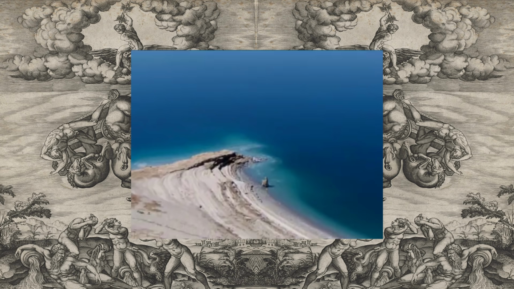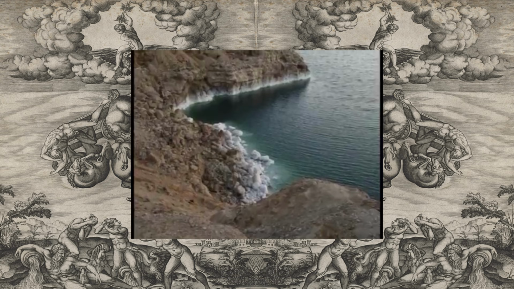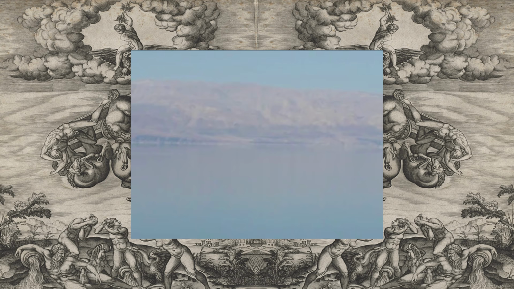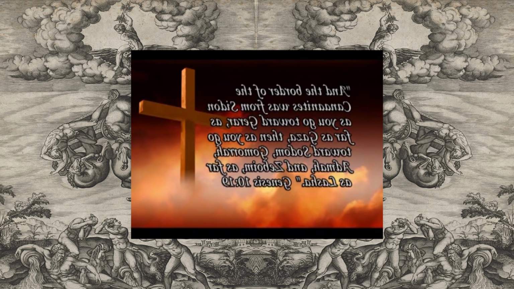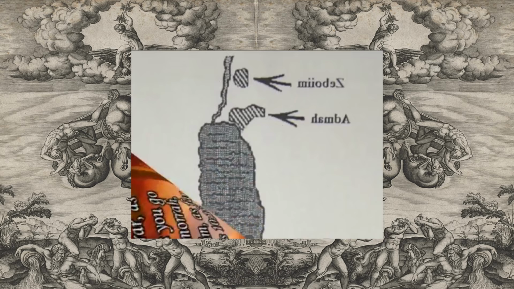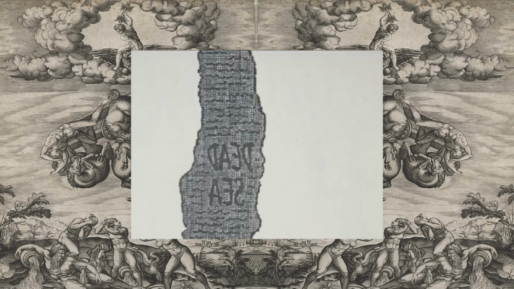Flavius Josephus, the first century Jewish historian, tells us, "There are still the remainders of that divine fire, and the traces of the five cities are still to be seen." Popular thought has it that the cities were later covered by the waters of the Dead Sea, but if Josephus could see the cities in his day, then we should be able to view them also, as the water level has, if anything, receded since his time. And the border of the Canaanites was from Sidon, as you go toward Gerar, as far as Gaza, then as you go toward Sodom, Gomorrah, Admah, and Zeboim, as far as Lasha. The biblical description tells us the cities were spread out, forming a line along the Canaanite border, not grouped together in one area, as some may think.